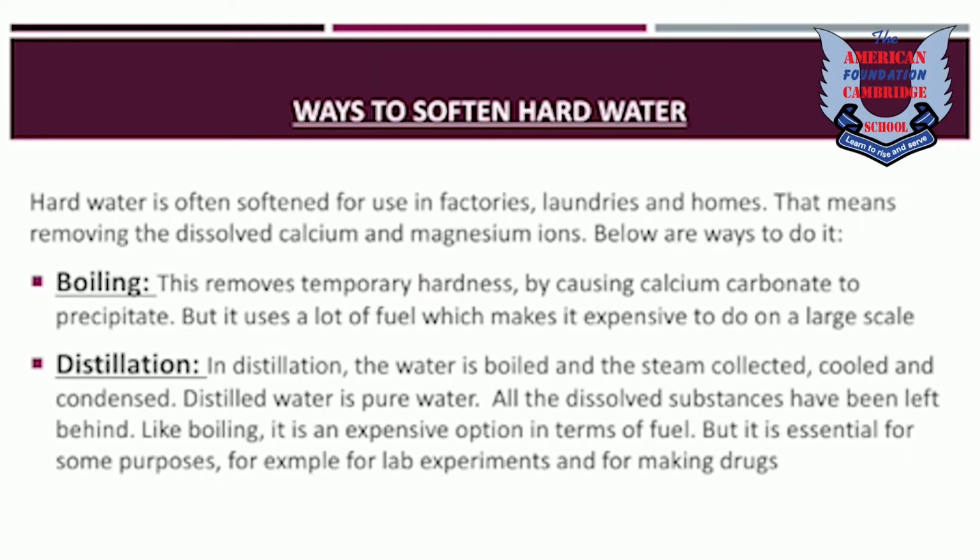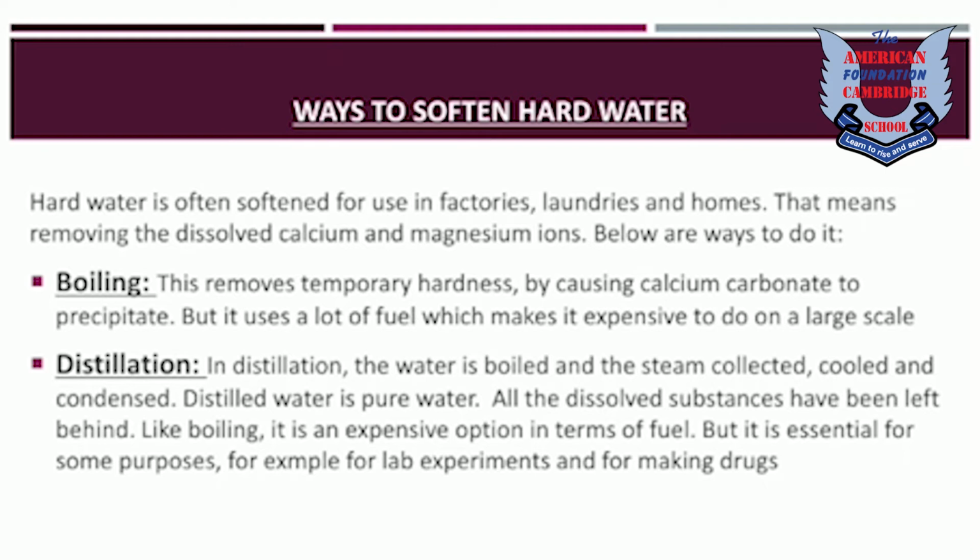So let's begin the chapter with the topic ways to soften hard water, as we have already discussed the two types of water in the previous chapter, that is soft water and hard water. So we are going to discuss the same topic, and in this chapter we are going to discuss the ways to soften the hard water. Hard water is often softened for use in factories, laundries and homes. That means removing the dissolved calcium and magnesium ions. Below are ways to do it.